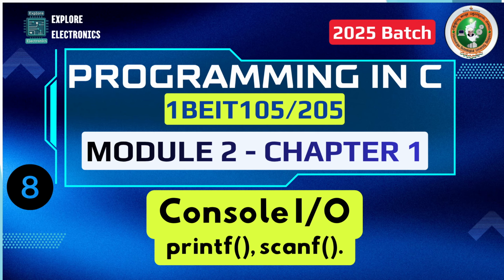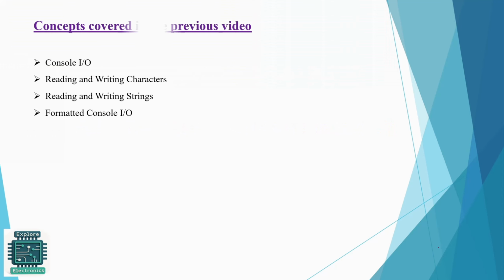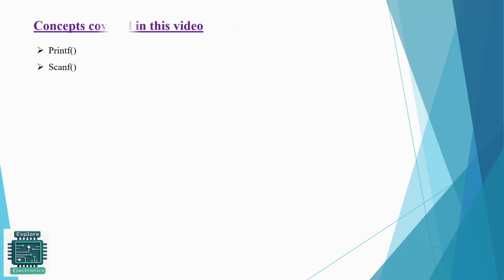Explore Electronics. In the previous video, we already covered the topics console I/O, reading and writing characters, reading and writing strings, and formatted console I/O. So, we are going to learn concepts such as printf and scanf in this video. If we complete these two concepts, then chapter 1 of module 2 will be completed. So, make sure you watch the video till the end.